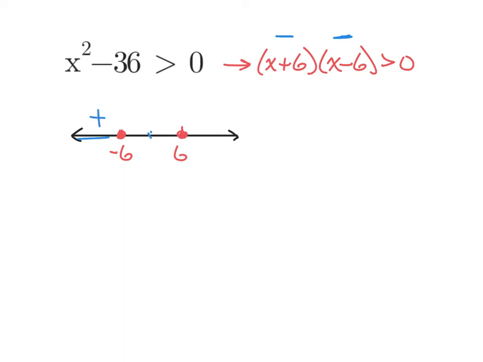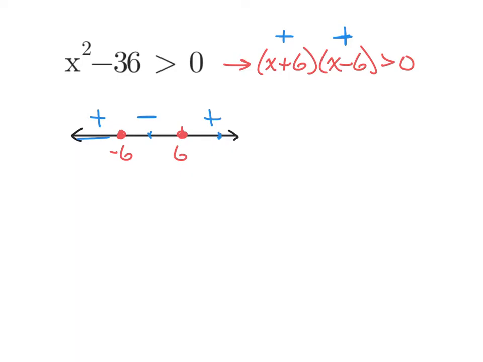As we continue, picking a number in between, like 0. 0 plus 6 is positive. 0 minus 6 is negative, so that product is negative. And then picking a number larger than 6, like 2 billion. 2 billion plus 6 is positive. 2 billion minus 6 is positive. Positive times positive is positive.